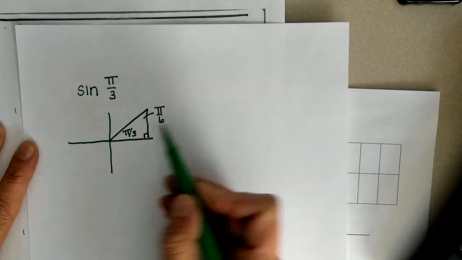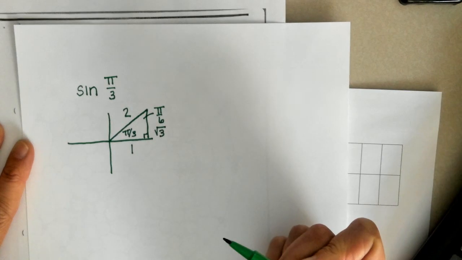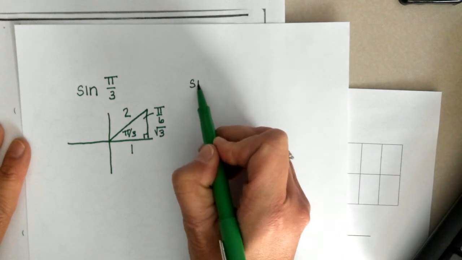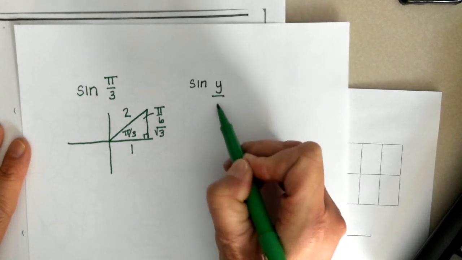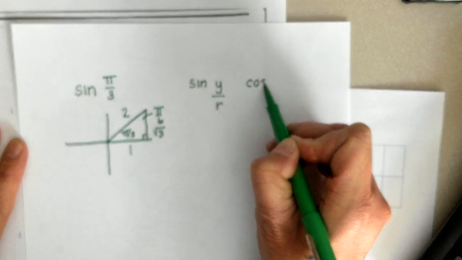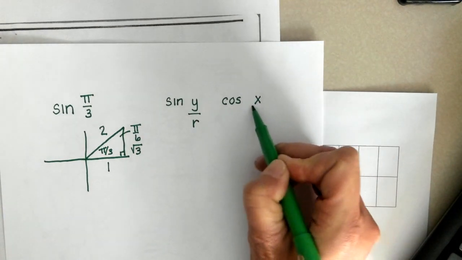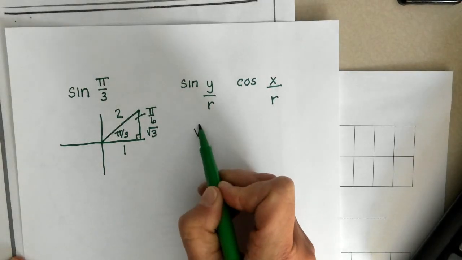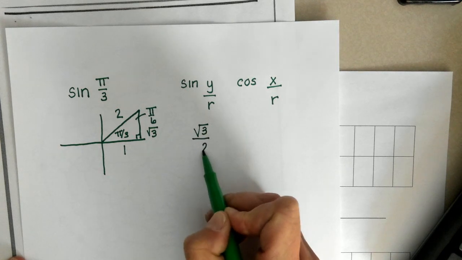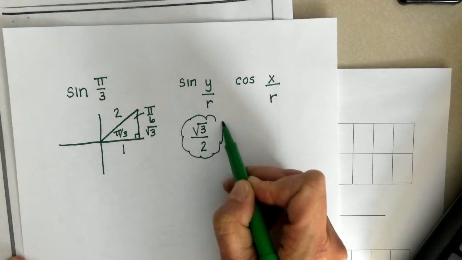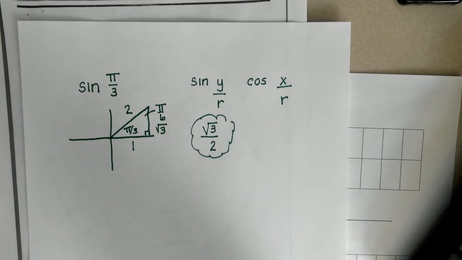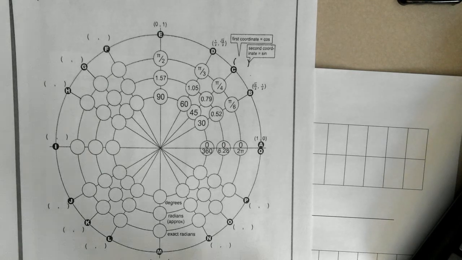So putting in your numbers, 1, 2, root 3, none of them are negative because we went to the right and up. Now sine, if you recall, is y over r. Cosine, if you recall, is x over r. So if I'm going to find the sine of this, my answer is root 3 over 2. So this is what we just finished. So now we're going to apply that to the unit circle, which is the next worksheet here, or your first worksheet.